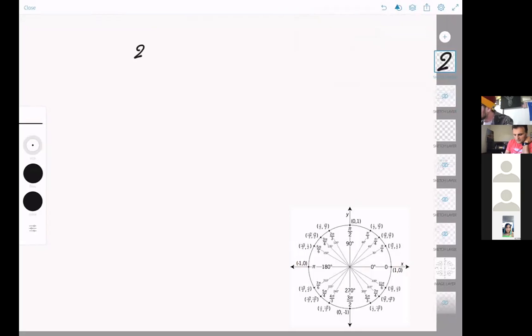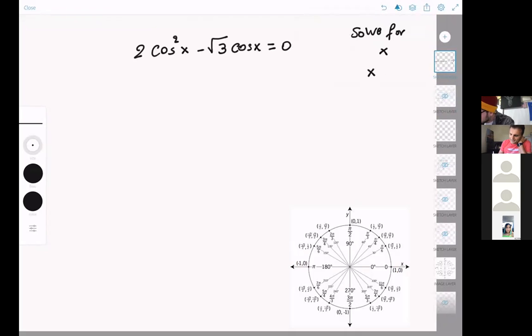2 cosine squared of x minus radical 3 cosine of x equal to 0. Solve for x. x is between bracket 0, comma 2 pi.